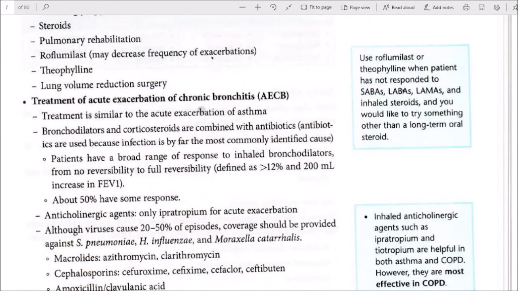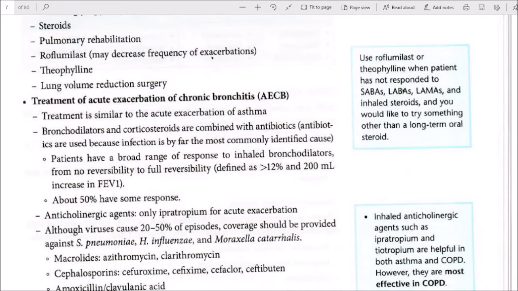Treatment of acute exacerbation of chronic bronchitis. Treatment is similar to the acute exacerbation of asthma. Bronchodilators and corticosteroids are combined with antibiotics. Antibiotics are used because infection is by far the most commonly identified cause. Patients have a broad range of response to inhaled bronchodilators, from no reversibility to full reversibility, defined as greater than 12% and 200 mL increase in FEV1. About 50% have some response.